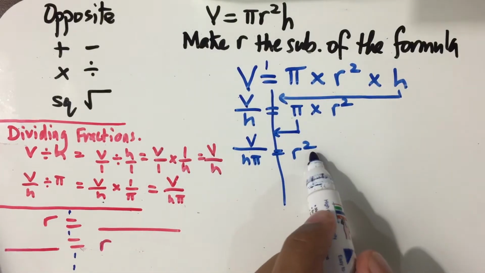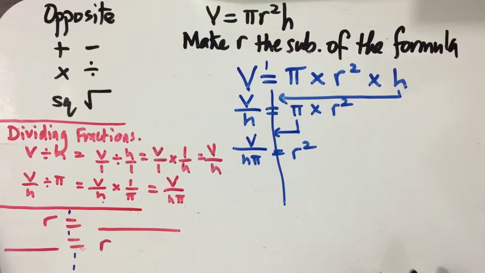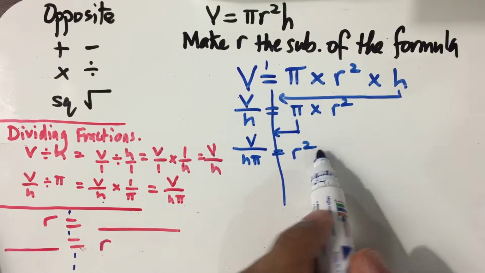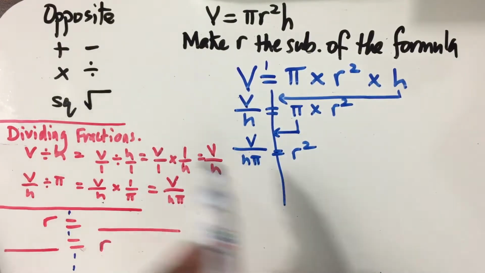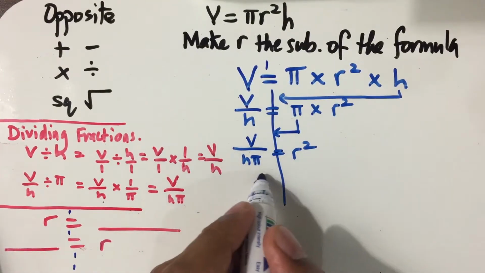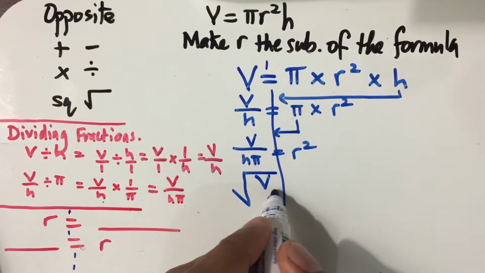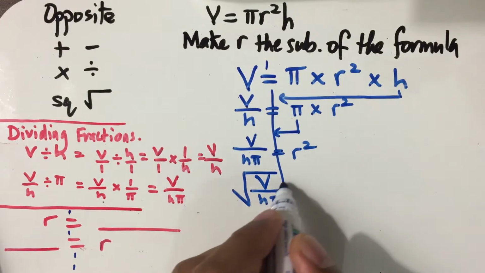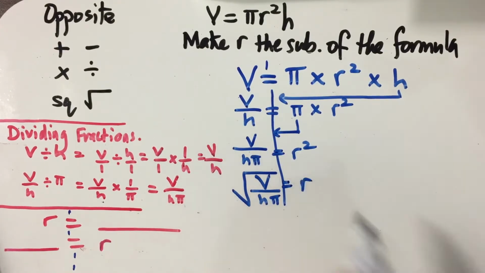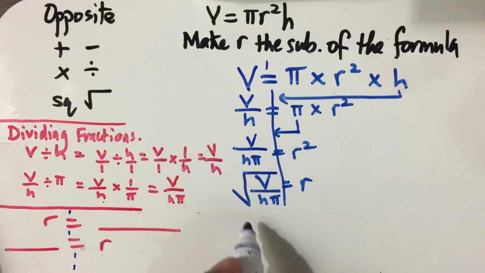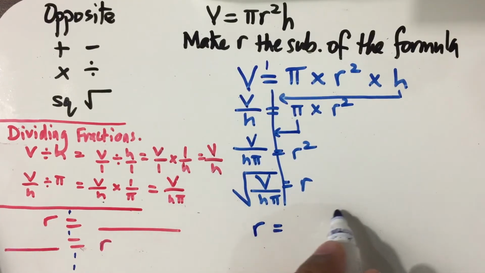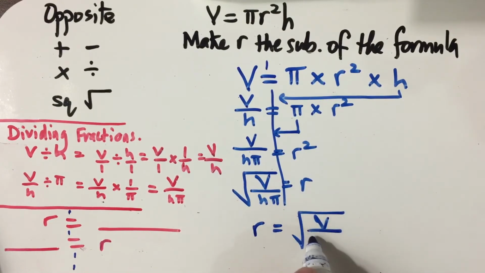Now how are we getting rid of this square? Well, what is the opposite of the square? Finding the square root on the other side of the equation. And that is the square root of v divided by h pi, which is equal to r. So then now r is equal to the square root of v divided by h pi, and this is your answer.